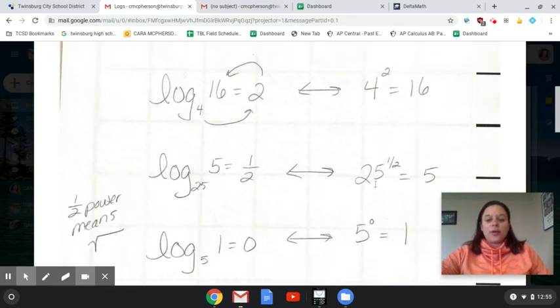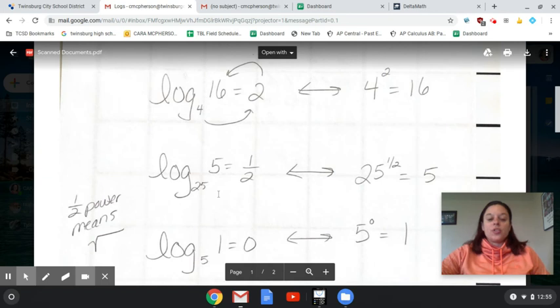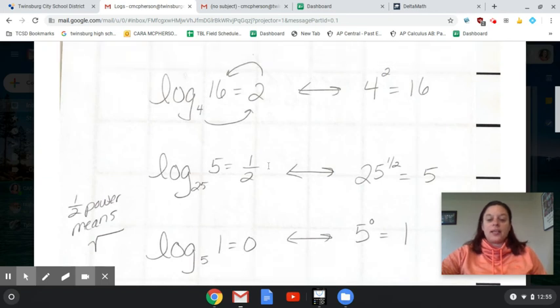Now you might be looking at it and going, I don't remember what the half power is. The half power is the same as square roots. So when I say 25 to the half power, what I'm actually saying is, what do I get when I square root 25? I get 5.